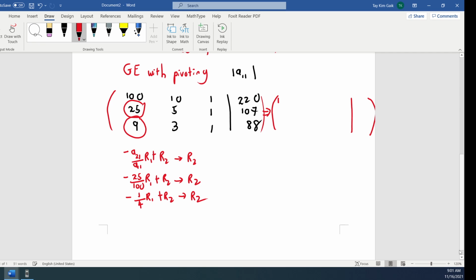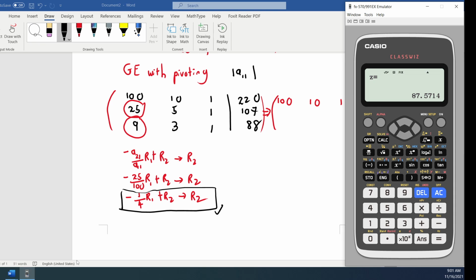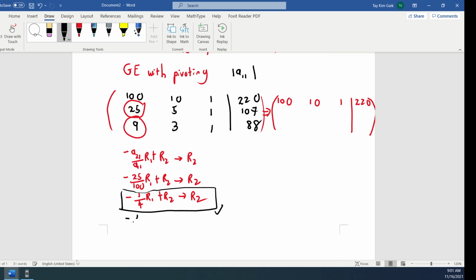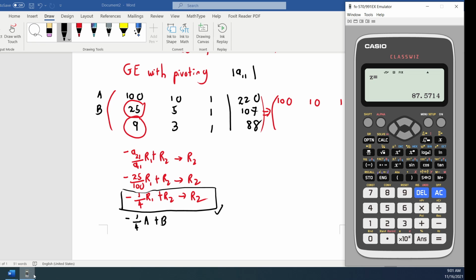So there's no changes on row 1, so just copy it down. Then using this row operation formula, this one is a must. You must write down this formula and then the result in the new row 2 here. And then you can use calculator as negative 1 over 4 A plus B, meaning you indicate row 1 as A, row 2 as B. The result put into the latest row, row 2.